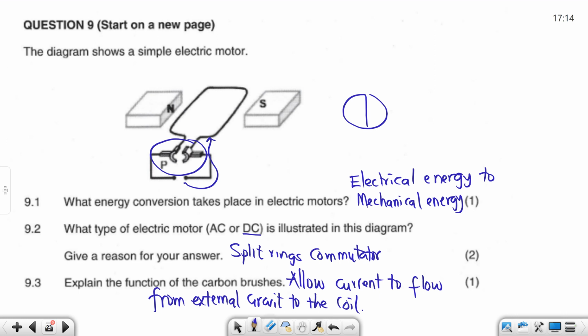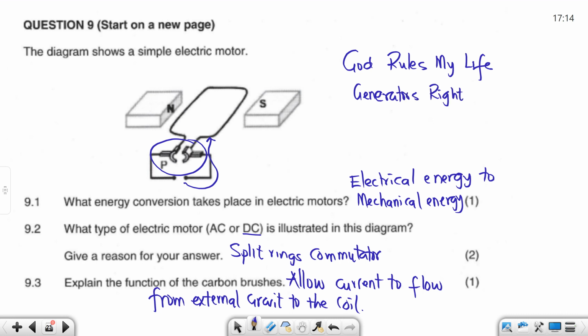Which hand are we using for motors? Left hand rule. Remember, God rules my life. Generators right, motors left: GRML. It's a motor here, so we're using left.